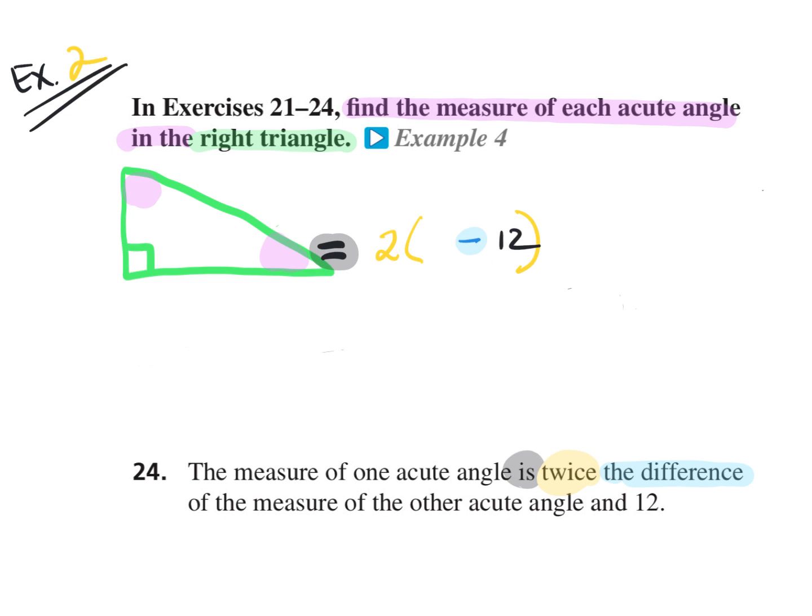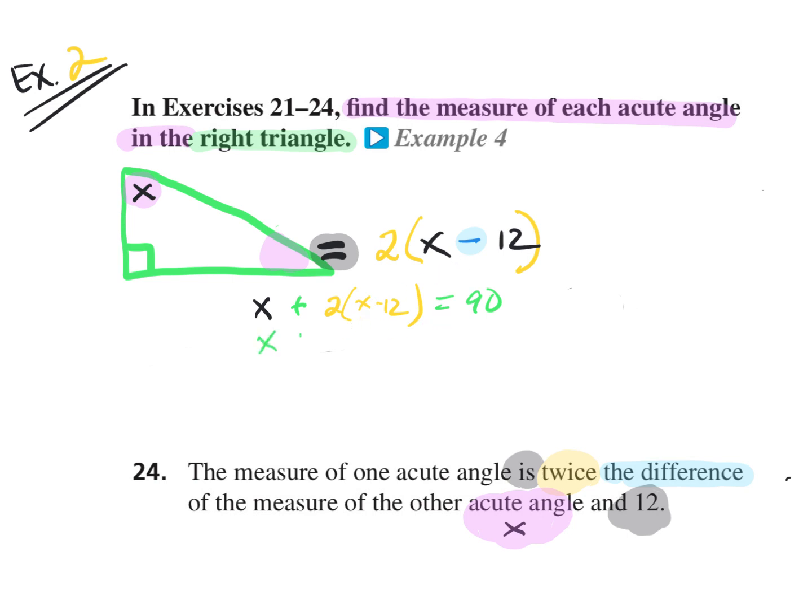So the other angle, we haven't defined it yet. We don't know what it is. We'll let it be x. And there's our setup. So the measure of this acute angle is twice of a difference between the other angle and 12. x and 12. All right, so these three angles add up to 180, or since this is already 90, our two acute angles add up to 90. The x degrees and the 2 times x minus 12 degrees add up to 90.